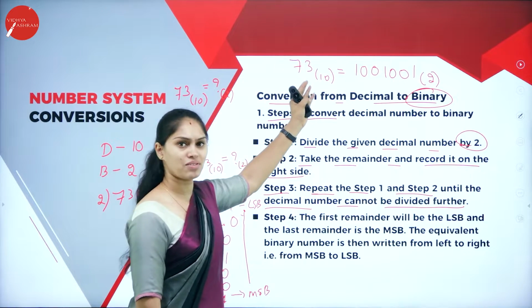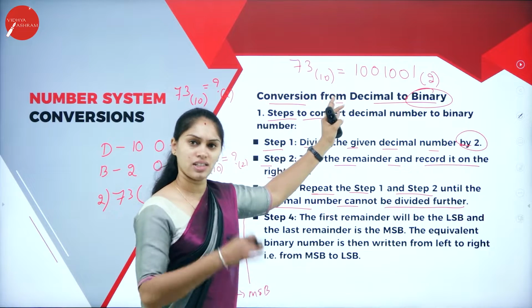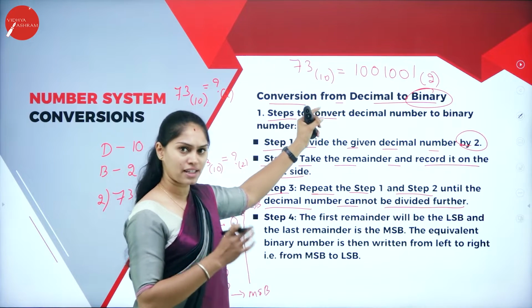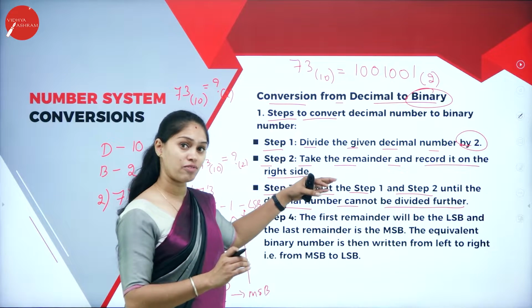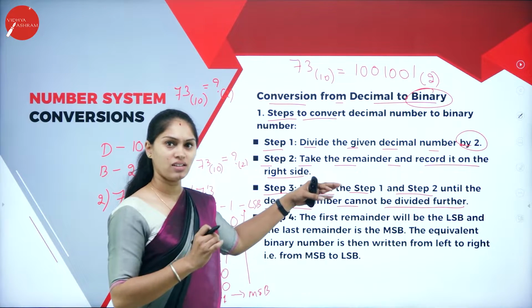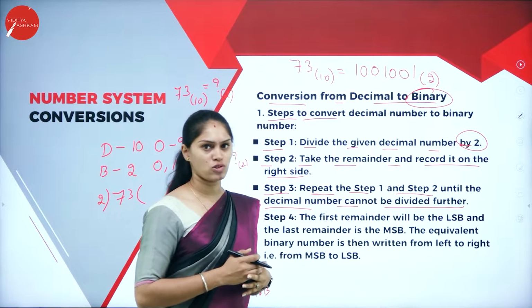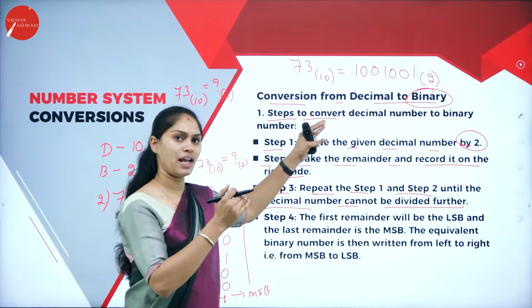So whatever the given value is, try to divide that by 2. If there is any remainder, it is surely going to be either 0 or 1. Okay, so mark that remainder, then divide all the values one by one. You stop the division when the quotient cannot be divided further by 2. Then you have to mark its MSB and LSB.